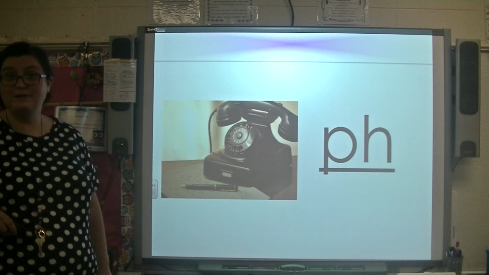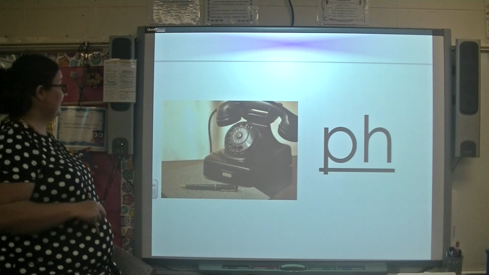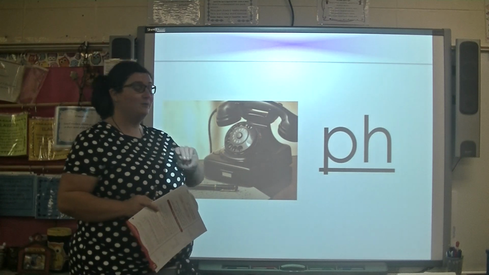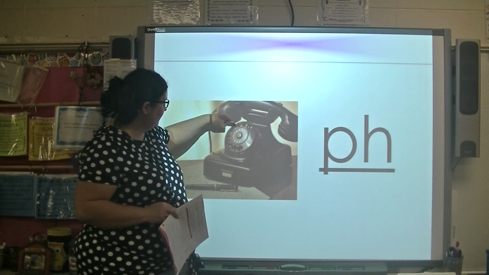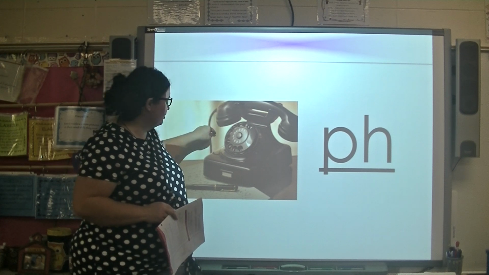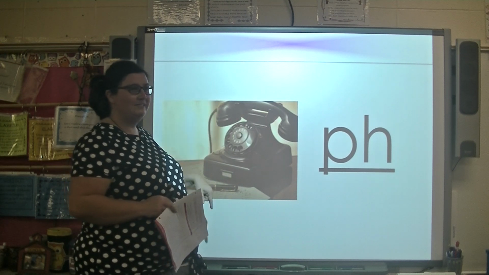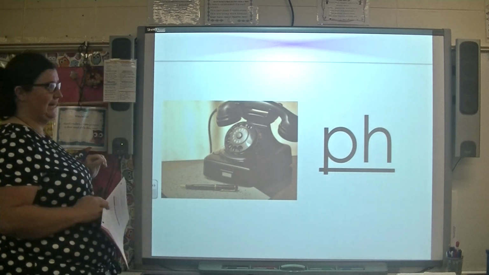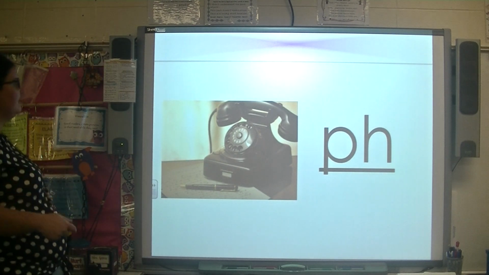All right, look at this. This is an old-timey phone. When I was little, my grandmother had one like this. You would have to take your finger, put it in the slot for the number and turn it around, and it would dial it. How cool is that?